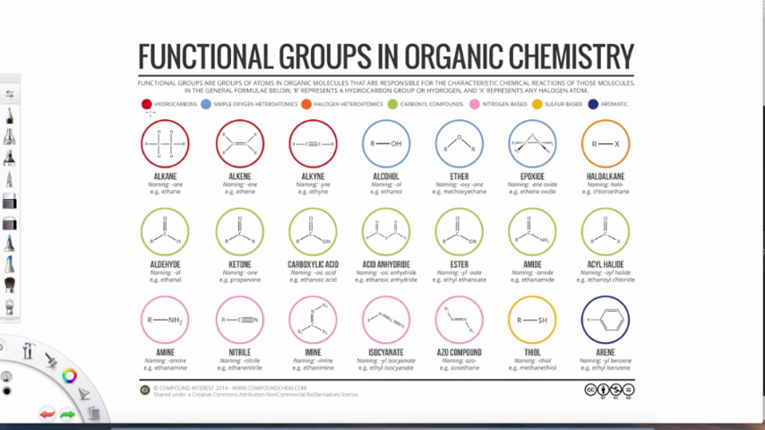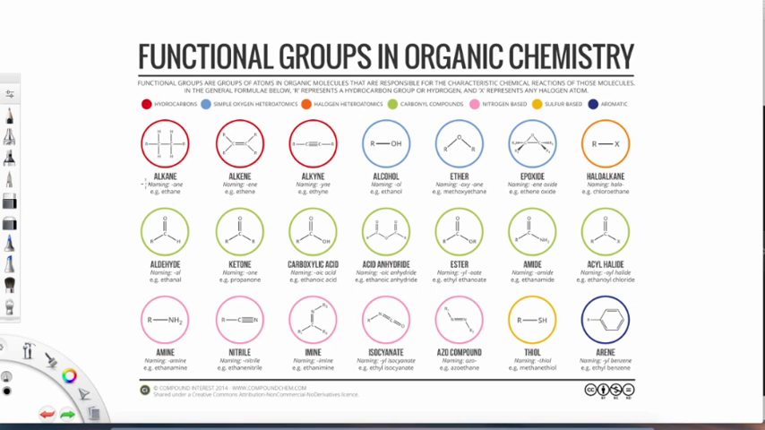Well, the ones that are going to be really important for this quarter are alkanes, which we went over in a lot of detail. They're saturated, meaning that they only have single bonds. There are alkenes that have double bonds, so they're unsaturated, and alkynes, which have triple bonds, and thus they're also unsaturated.